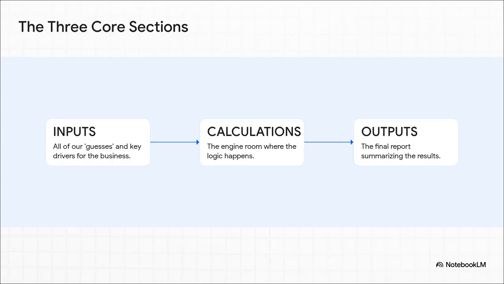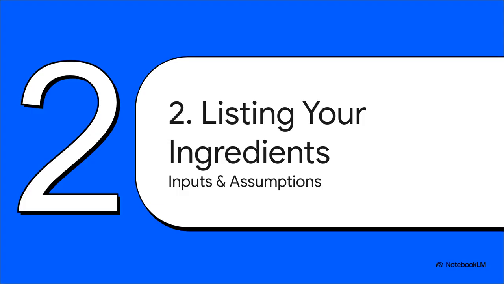This simple three-part structure is the foundation for pretty much every single financial model out there. Doesn't matter if it's our little lemonade stand or a multi-billion-dollar company, you've got your inputs, those are your guesses, you've got the calculations, that's the engine, and you've got the outputs, the final results. It's the universal blueprint, for real.